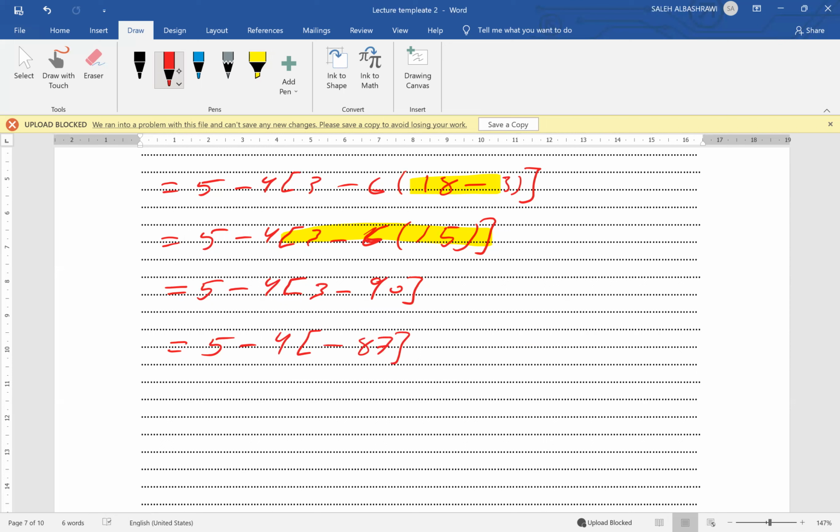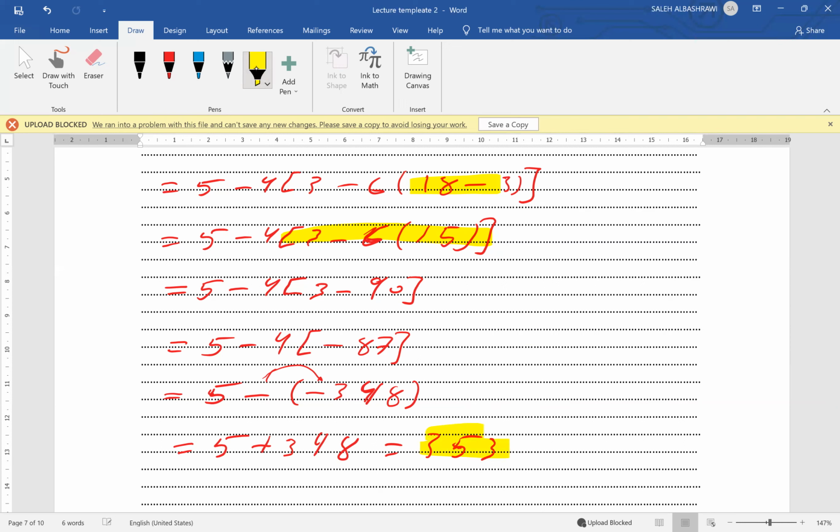Now multiplication before the subtraction, I will have 5 minus 4 times minus 87. That will be minus 348. Now negative with negative will give me a positive. So this is 5 plus 348, which is equal to 353. So the value of this expression is equal to 353.